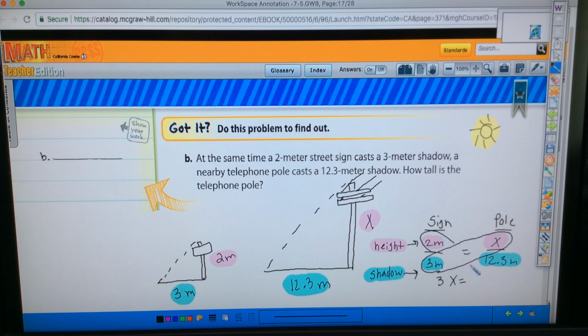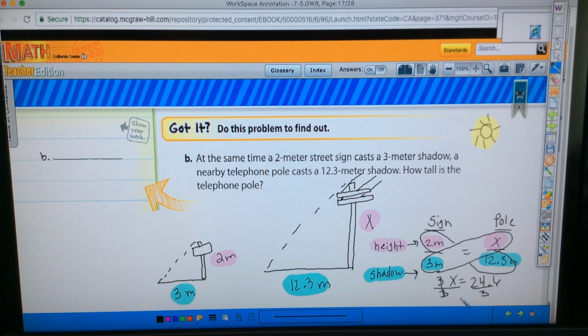2 times 12.3 is 24.6. You're going to undo what's been done to x, which is being multiplied by 3. You're going to do the opposite and divide. Running out of room, like I always am. Divided by 3, that is going to tell us that the height of the telephone pole is 8.2 meters.